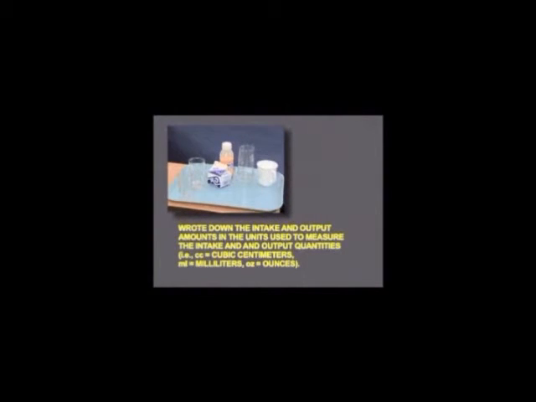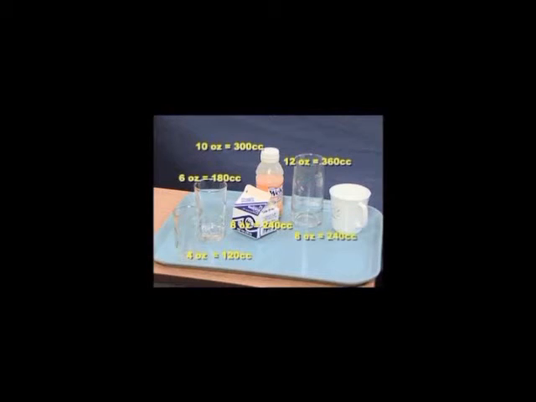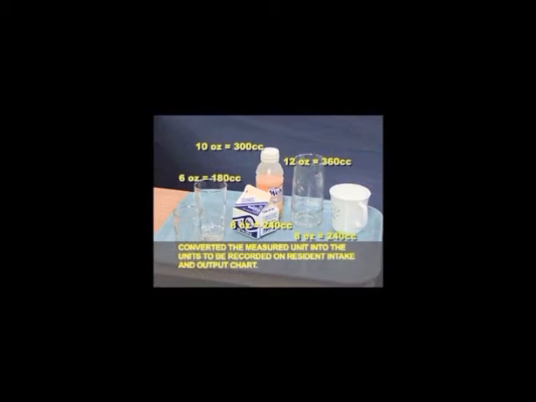Wrote down the intake and output amounts in the units used to measure the intake and output quantities, such as cubic centimeters, milliliters, ounces. Converted the measured unit into the units to be recorded on the resident intake and output chart.